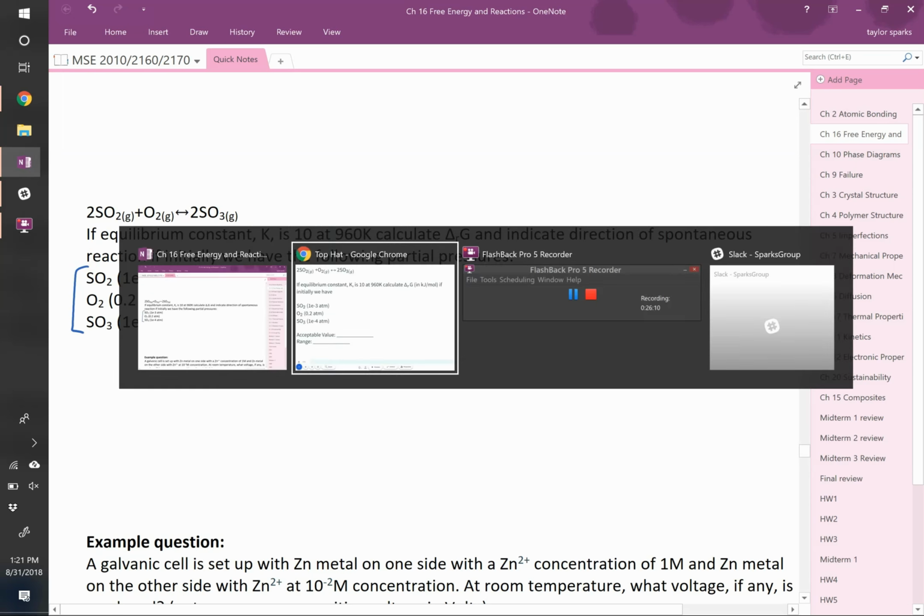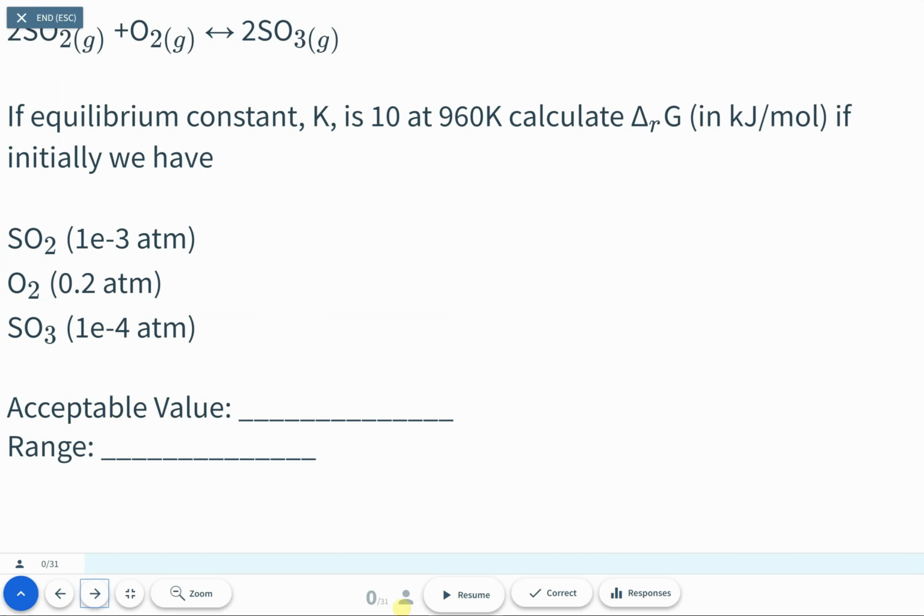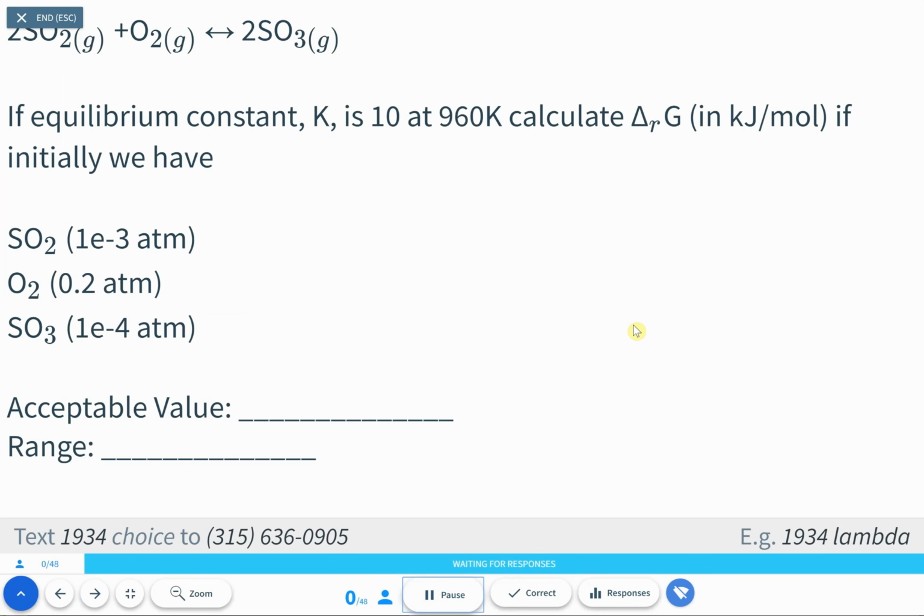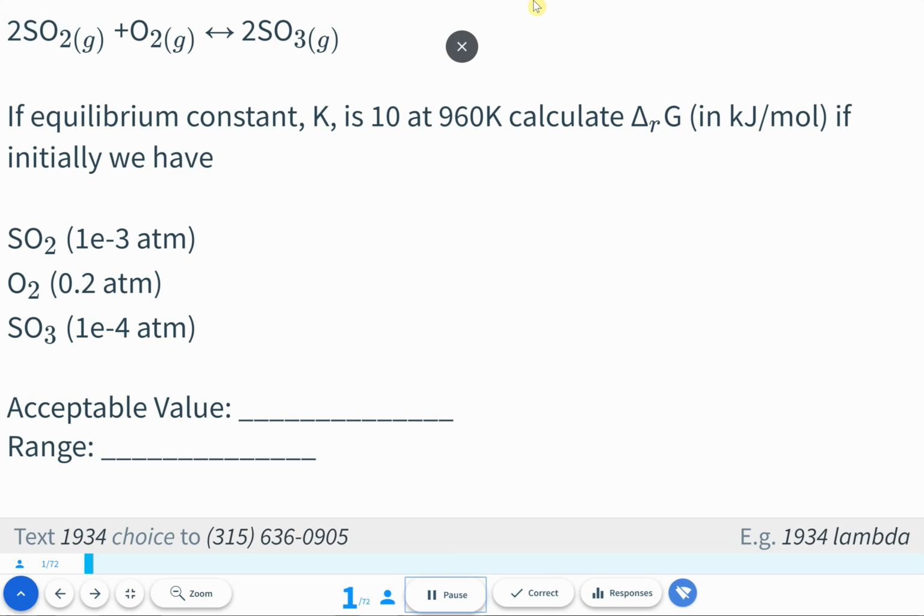So this is our next clicker question, I think. You're actually going to put your answer in kilojoules per mole. So I've given you the equilibrium constant K. What is K? K is a special word for Q, our reaction quotient, at equilibrium. At equilibrium, K is equal to Q. If it's not at equilibrium, you just use Q. So I told you that K is 10 at that temperature, and I've given you the partial pressures, and I'm asking you to solve for delta RG, the change in Gibbs free energy for the reaction.